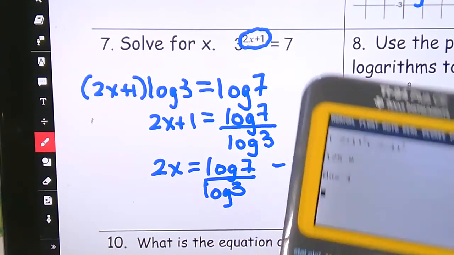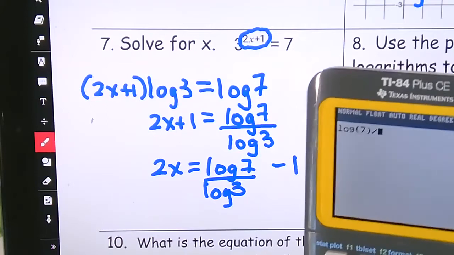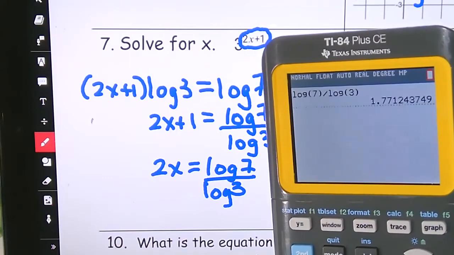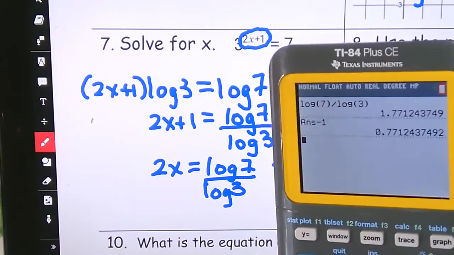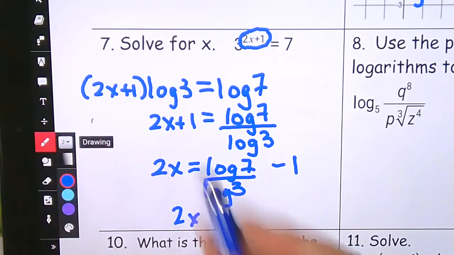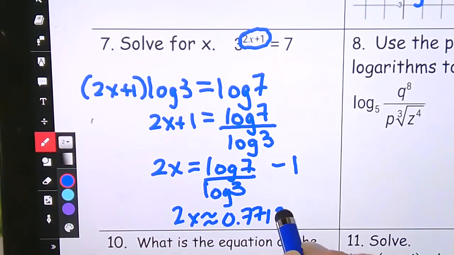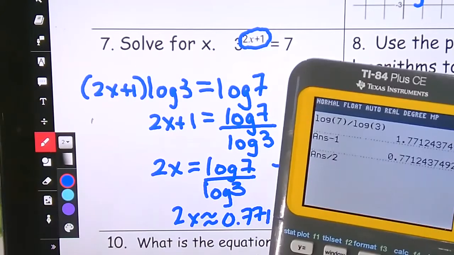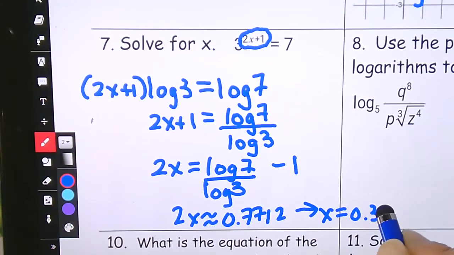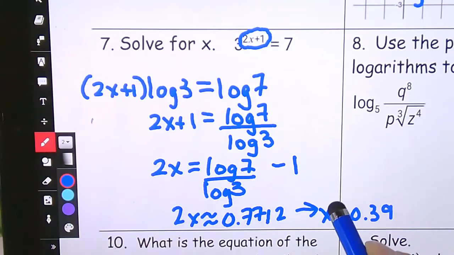So let me do that in my calculator. I'm going to take log of 7 divided by log of 3. Okay, and I get 1.77. I'm minusing 1 from that. So I get about 0.7712. I'm going to divide by 2. And my final answer, x is going to be 0.3856, so 0.39 about.